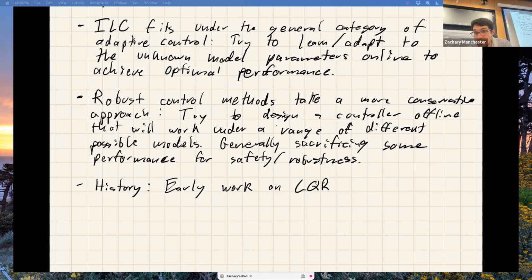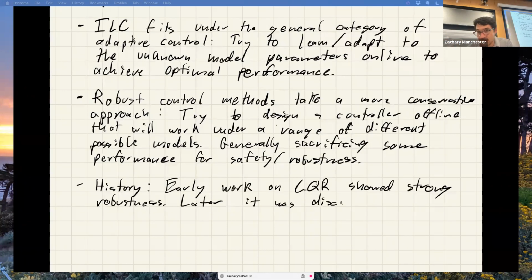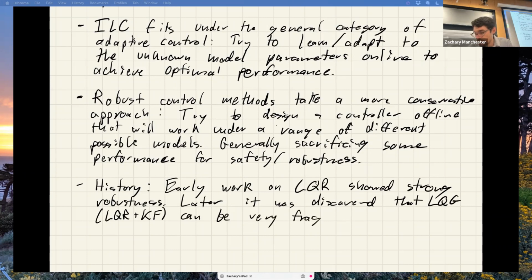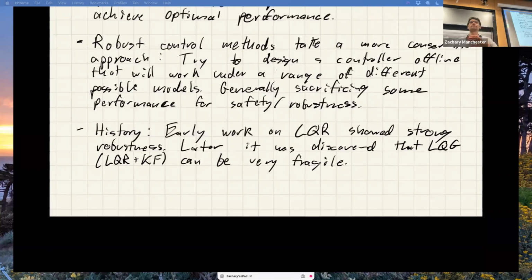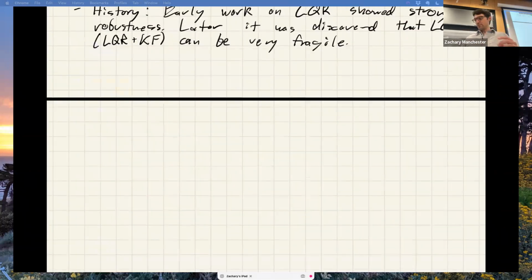Okay, so LQR. But later, John Doyle showed us that LQG, which is what we talked about last week, can be very fragile. Cool. All right. Everyone cool with that stuff?